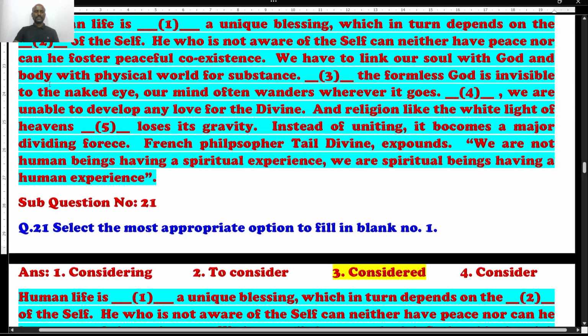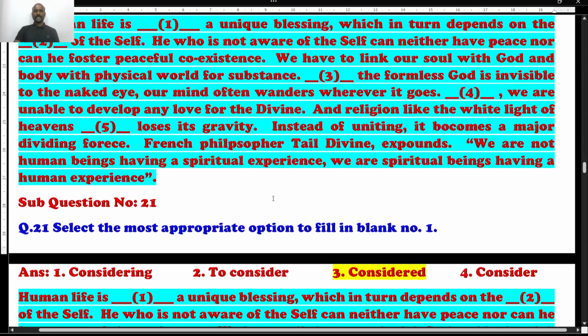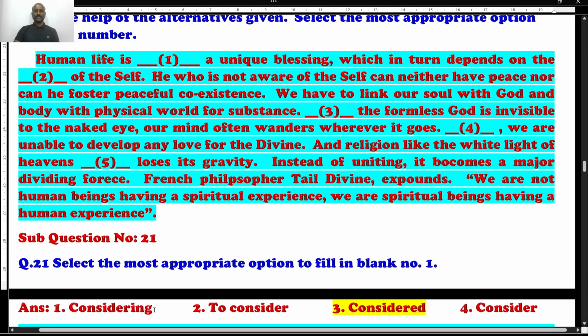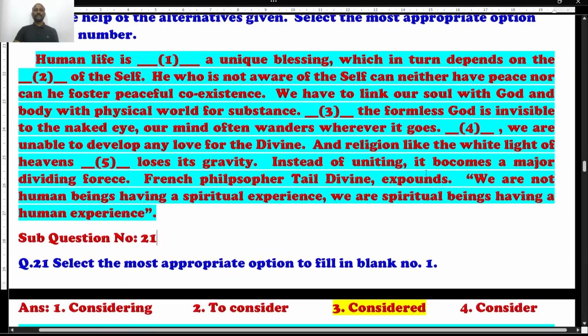Let's go to the passage. Well, it is human life is dash a unique blessing. Guess, students, human life is considering a unique blessing or considered a unique blessing. Of course, it is considered because it is in passive form. Human life is considered a unique blessing, means human life is considered as a unique blessing. Well, so this is going to be the right answer.